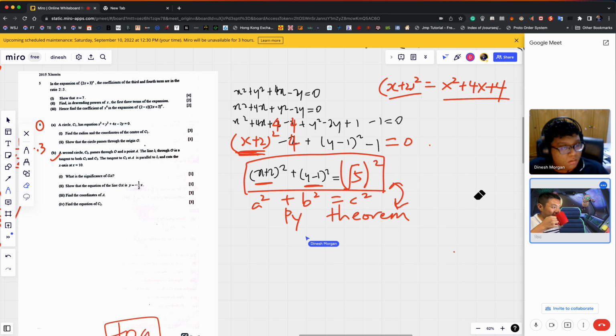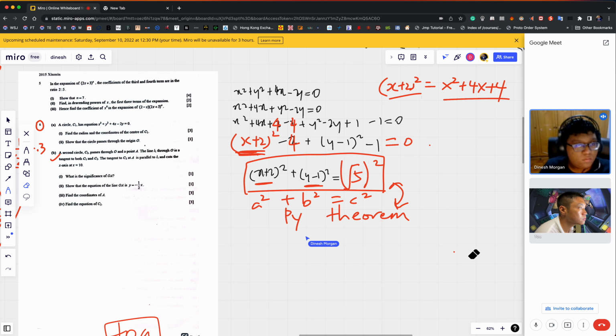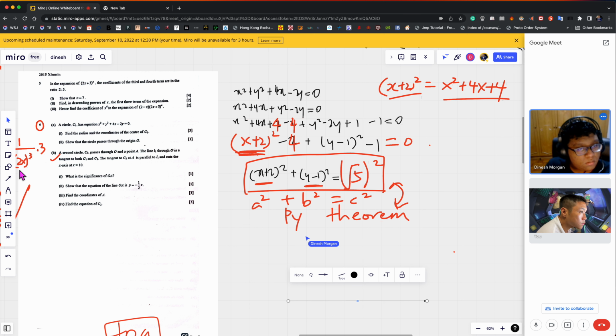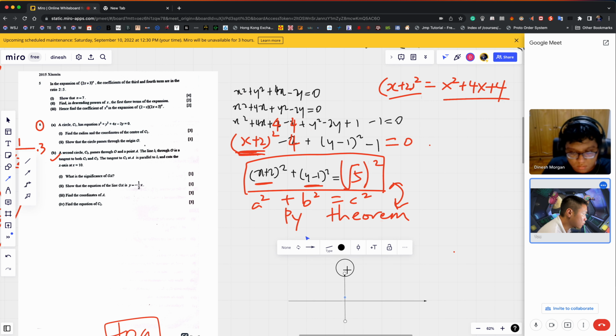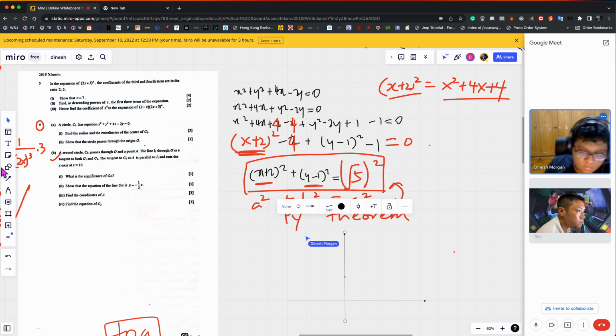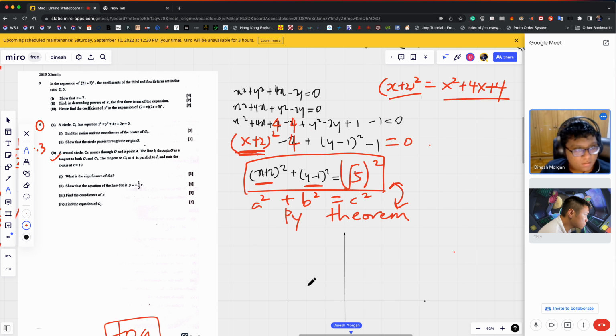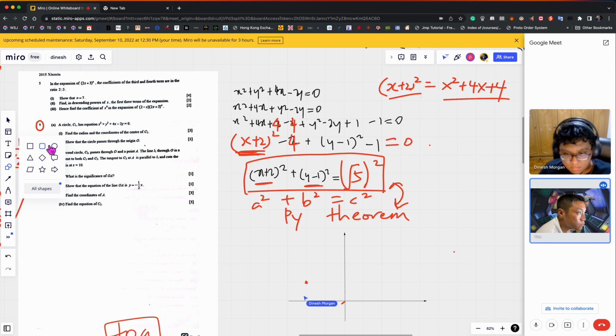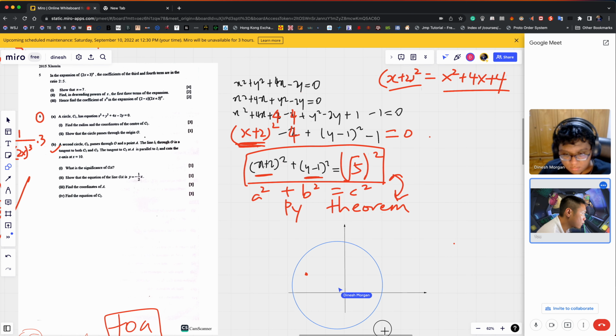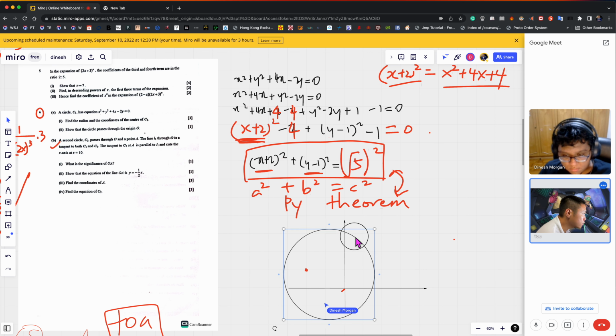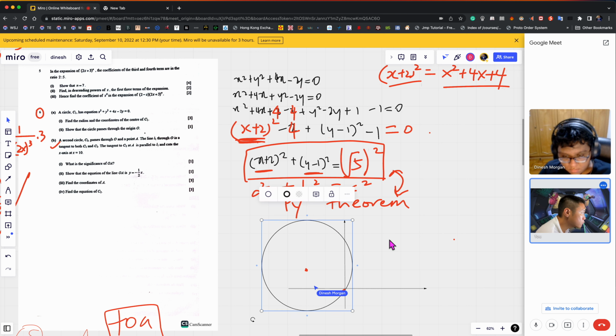Okay, part B. L1 through O is tangent to both C1 and C2. I think it's good to sketch it out. So this is the center, and then you can get the circle from here also. So just get the circle out, then move the circle to fit. Okay, looks good, right?